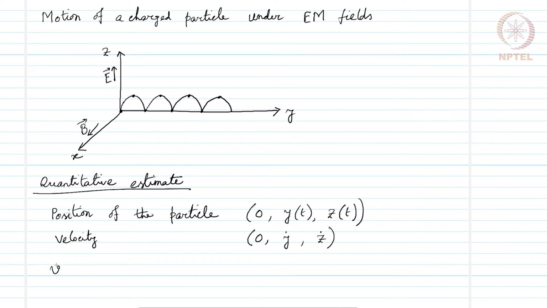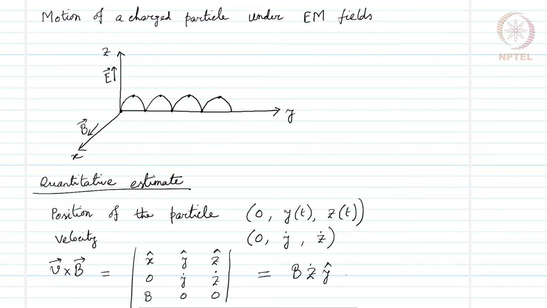So, we have to calculate V cross B to find out the magnetic force, and that is the determinant with x cap, y cap, z cap; 0, y dot, z dot; B, 0, 0. And that is B z dot y cap minus B y dot z cap.